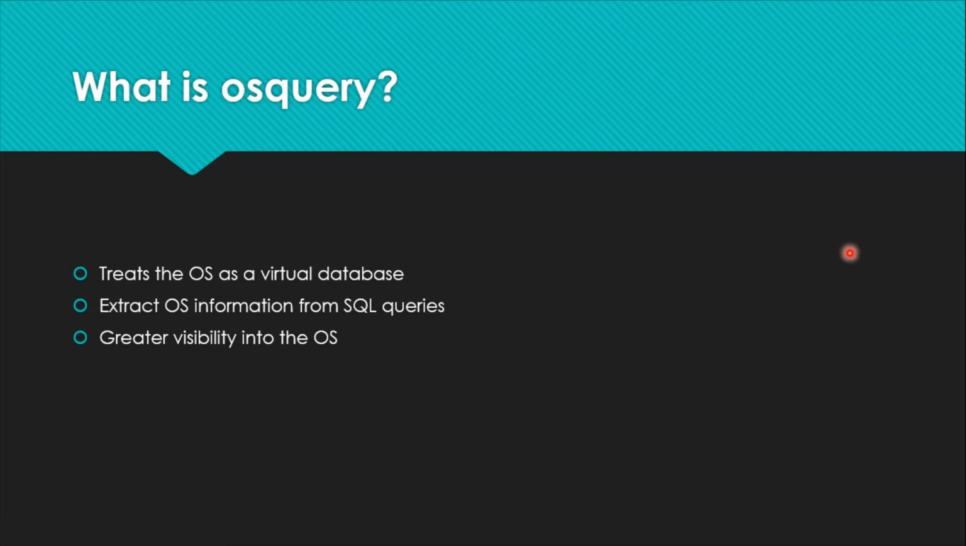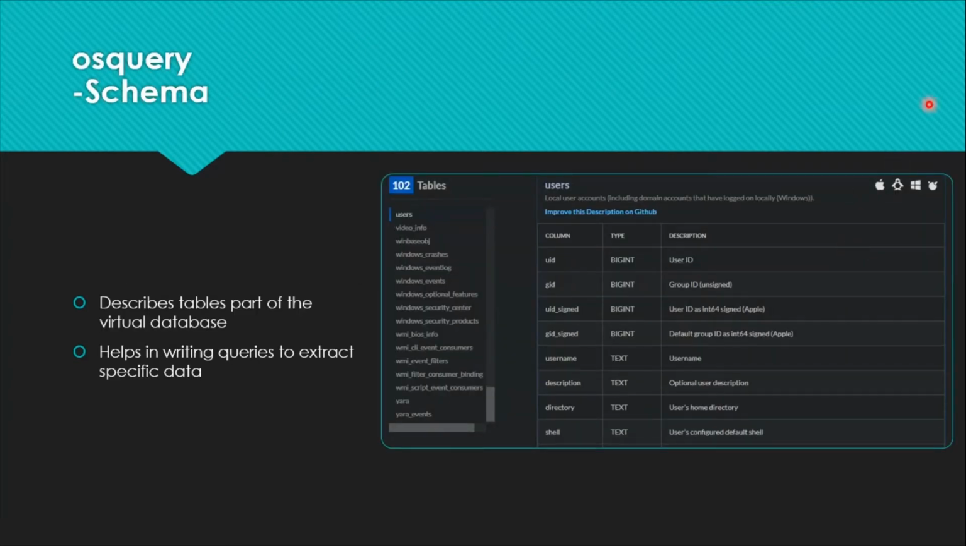And this leads us into our next topic, which is the osquery schema. Now, as discussed, osquery treats the operating system as a virtual database. And what the schema does is essentially describes the tables which are part of this virtual database. Each table contains information regarding specific OS functionality. So for example, here we have the users table, and we can see that it provides us information regarding the user ID, the group ID, the username, the description of the user account, etc.